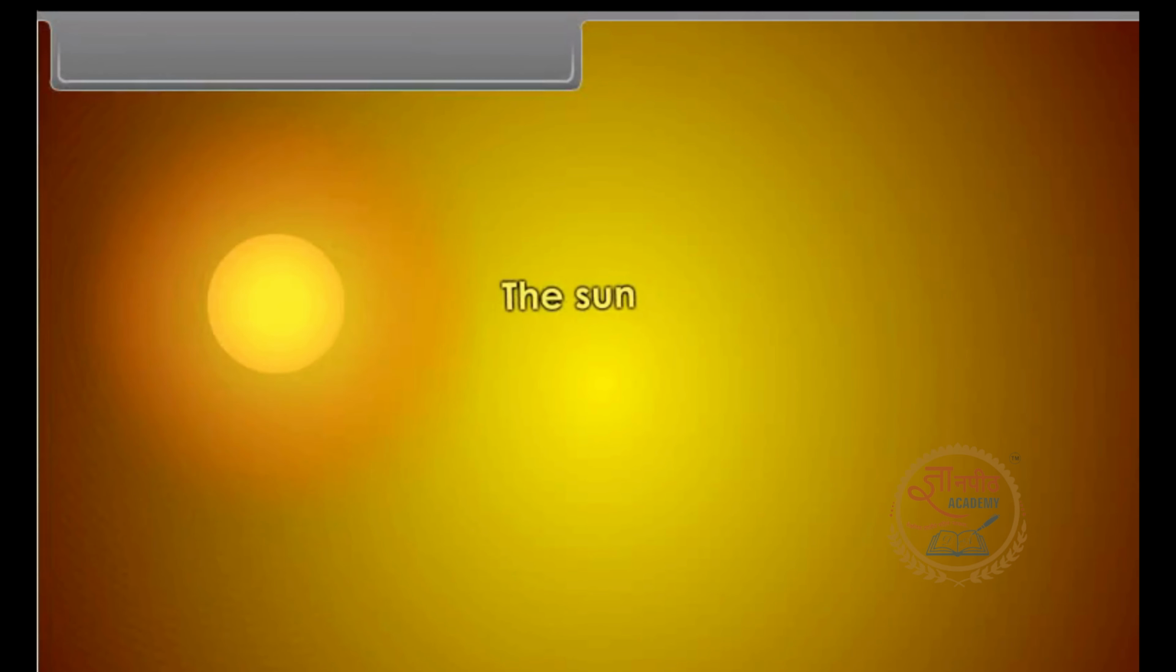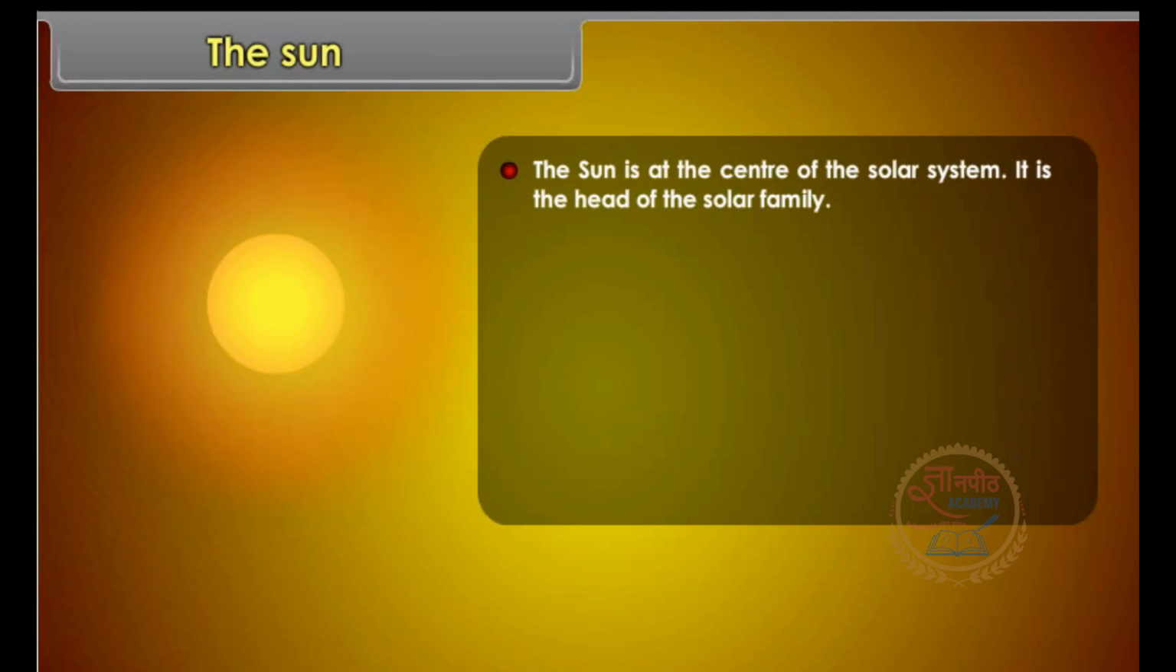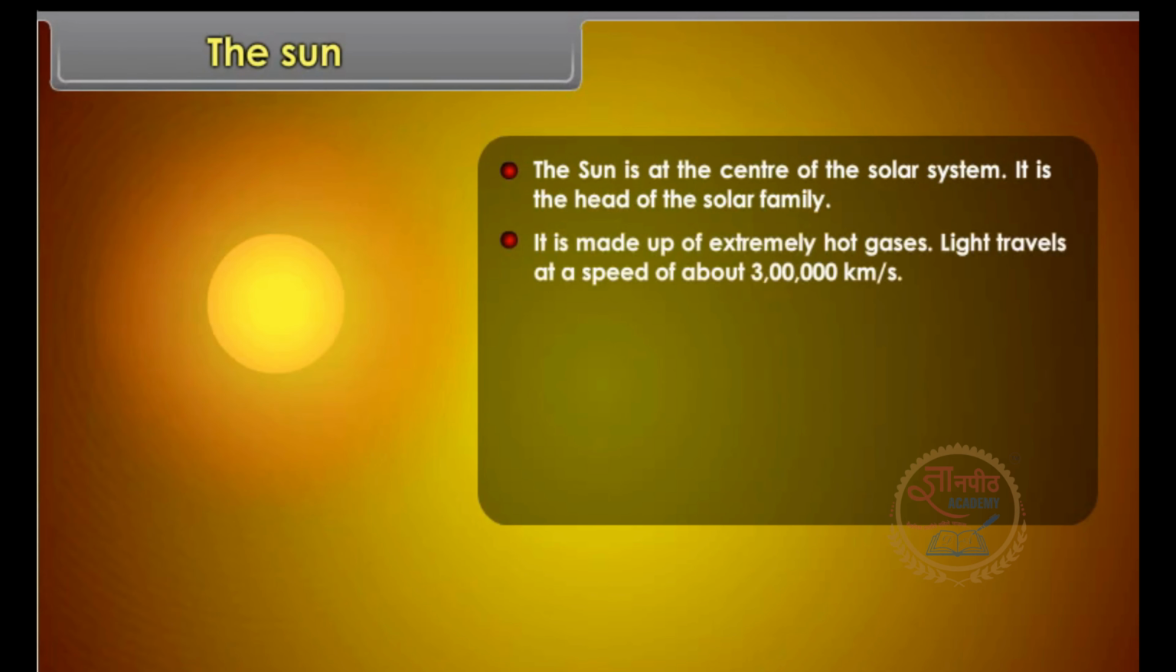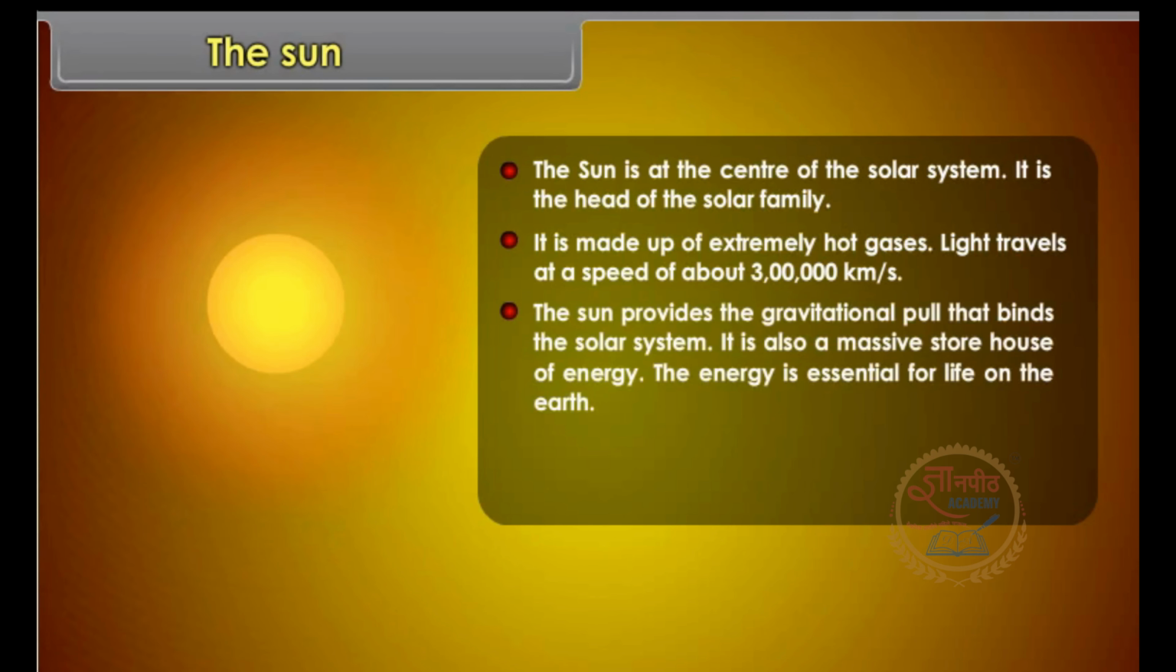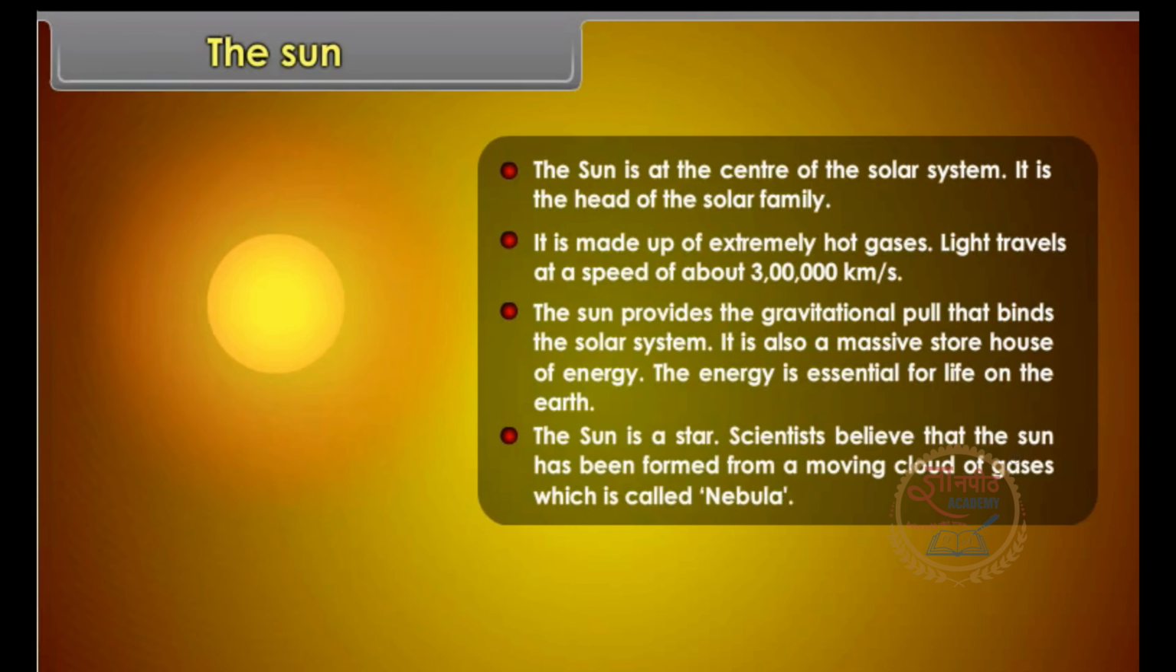The Sun. The Sun is at the center of the solar system. It is the head of the solar family. It is made up of extremely hot gases. Light travels at a speed of about 3 lakh kilometers per second. The Sun provides the gravitational pull that binds the solar system. It is also a massive storehouse of energy. The energy is essential for life on the Earth. The Sun is a star. Scientists believe that the Sun has been formed from a moving cloud of gases, which is called nebula.